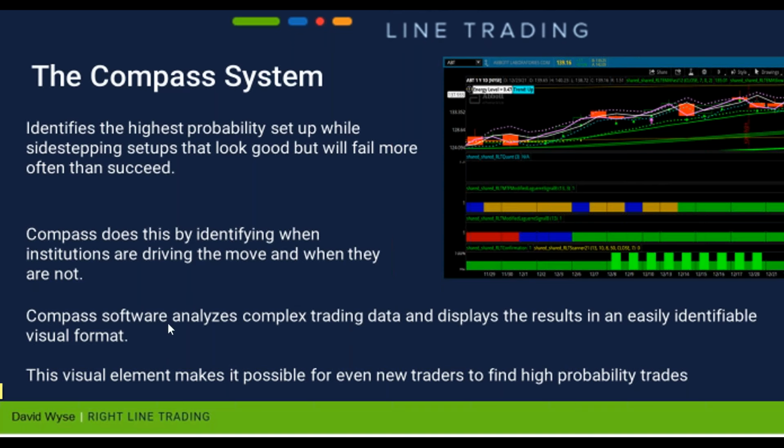The SPY Super System software, used to be called Compass, analyzes complex trading data and displays the results in an easily identifiable visual format. And this is really important, because to be able to identify whether institutions are in the trade without going through 15 different indicators, if you can see it on the chart just by visually looking at colors, it's going to make it much easier to identify it and to trade it. It also makes it much easier for new traders to pick up high probability trading setups than it would be if they didn't have this. It's going to help new traders become better traders quicker.